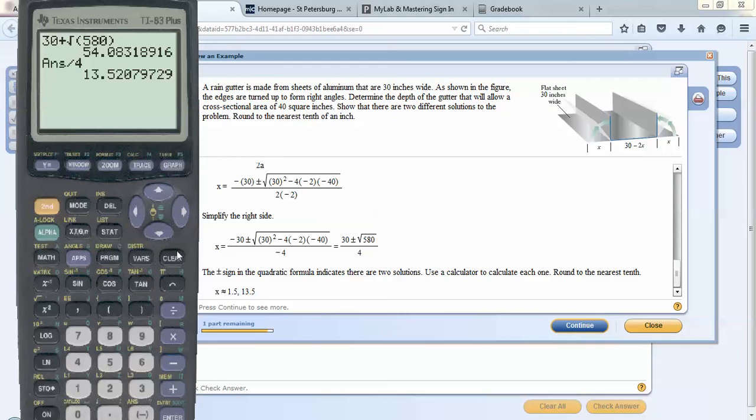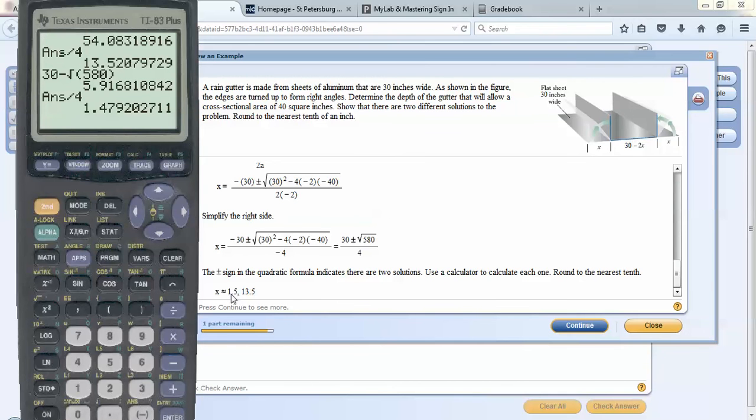So that's where they're getting the 13.5 from. To get the other value, I can do the minus part: take 30 minus the square root of 580. A common mistake for students is to just push divide by 4 here, but you need to compute the entire numerator, not just the last number, and then divide by 4. So compute the entire number and now divide that by 4.